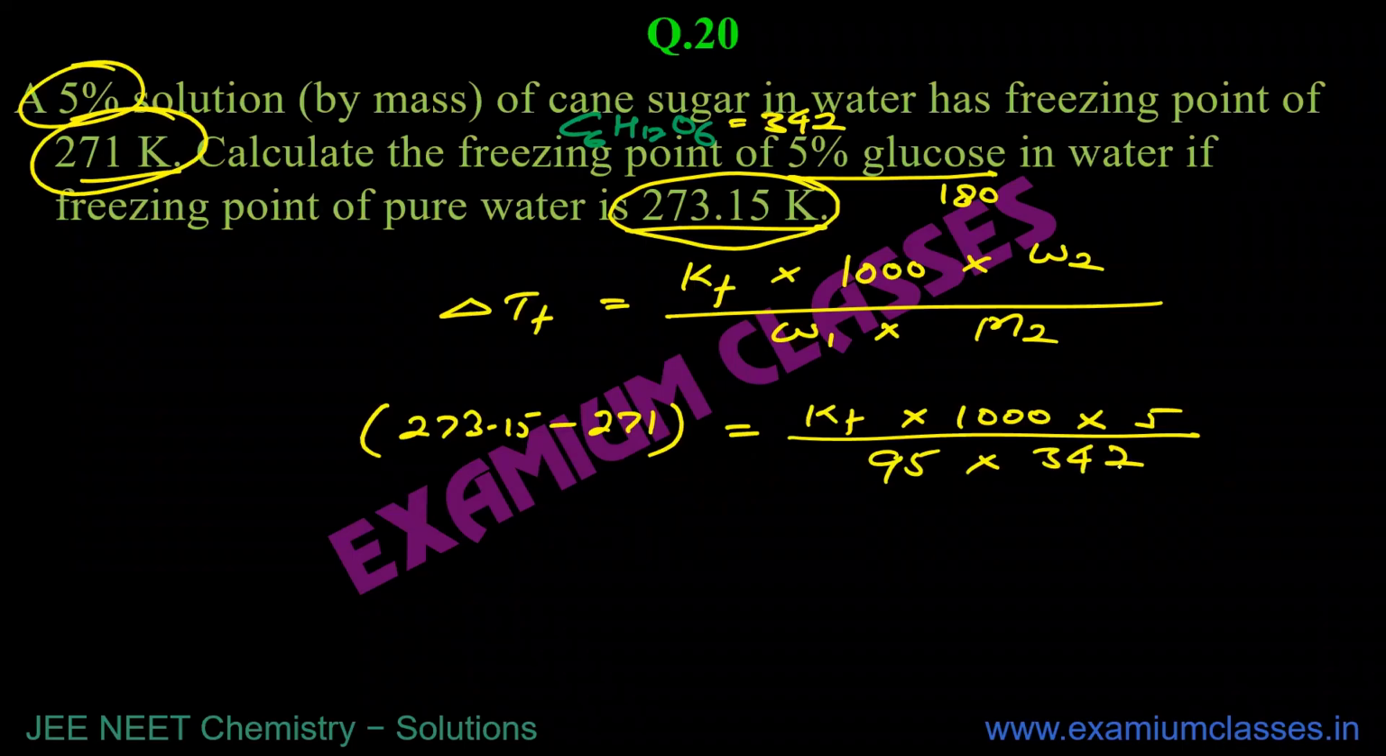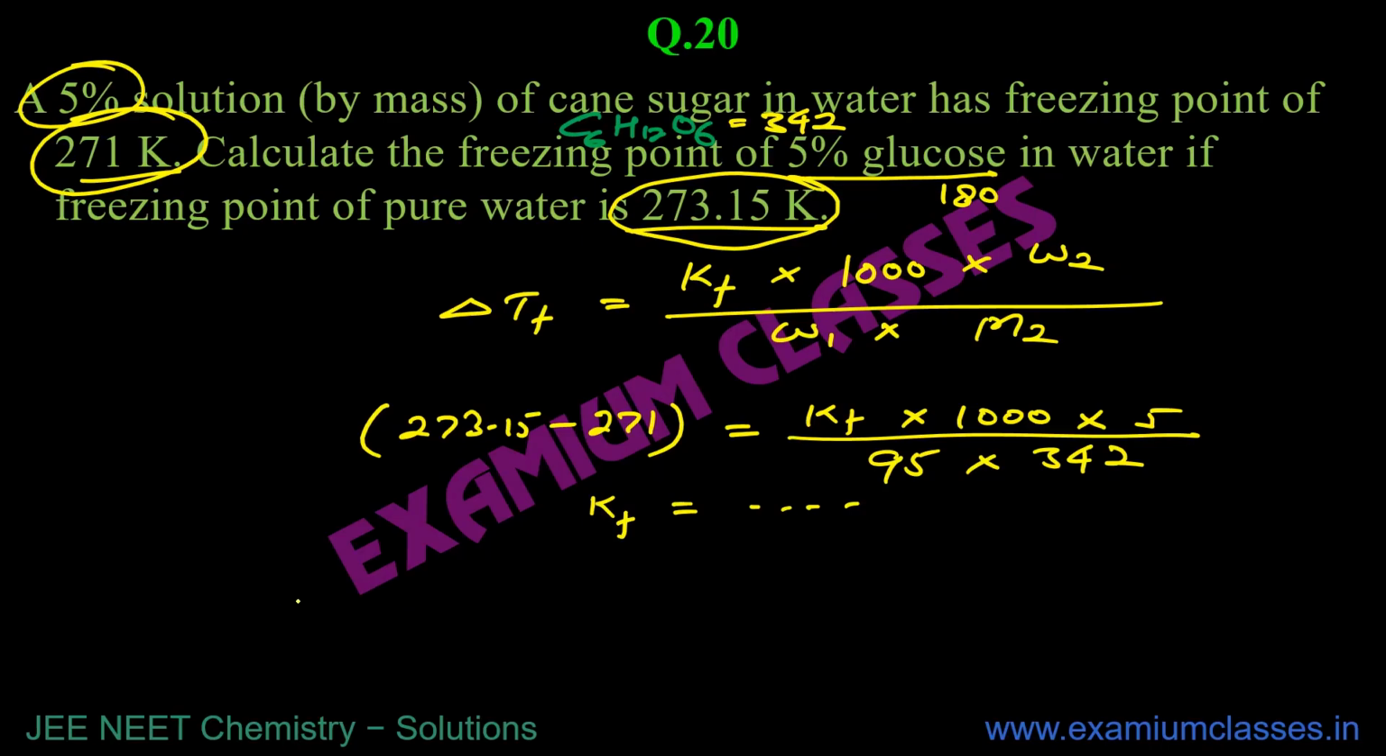Now, from here, you have everything basically. So you can calculate KF from here. Right? So what is the problem here? That if you use the value of water as 1.86, you are not going to get the answer. And that is the trick here. That is the catch here, which you need to remember. So basically from here, you will get KF equals something. And then you will apply it in the second case.